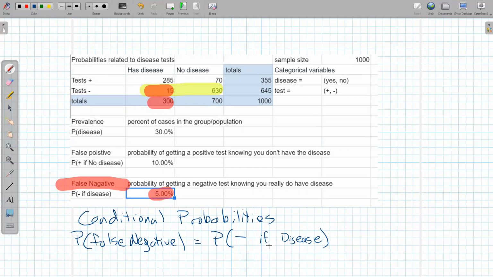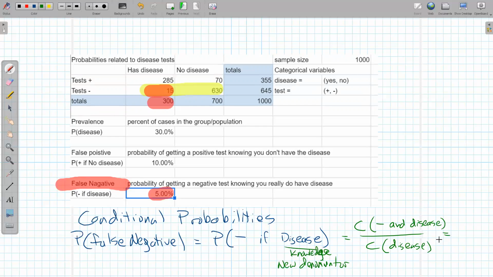And the rule for calculating those is the disease here, this new knowledge, that becomes your new denominator. And so I'm going to put a C here for count. If I count the people that are negative and have the disease, and I divide that by the count of people that have the disease, that gives me the proper rate.